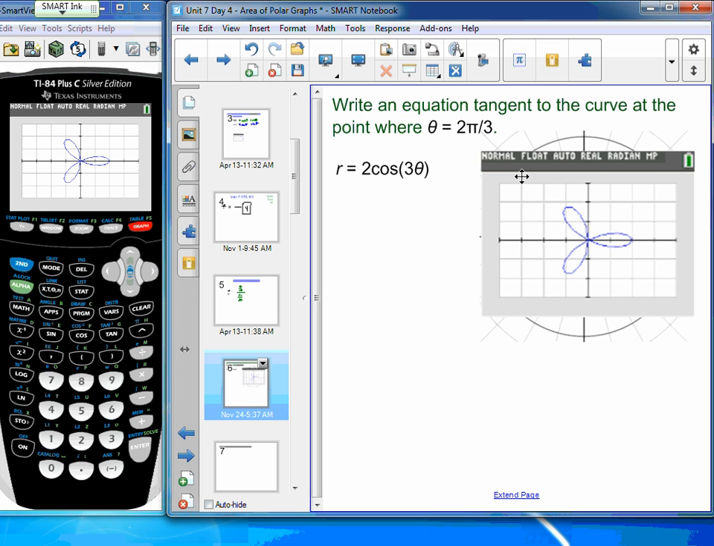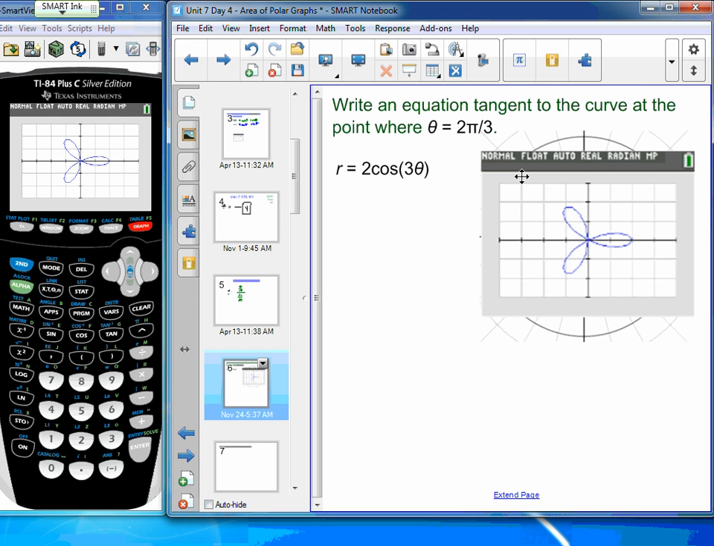Okay, so what do we want to do? We want to write an equation tangent to the curve at the point where theta equals 2 pi over 3. The good news is we still need the same 3 things for our equation of the tangent line, don't we? So let's see if we can generate the x coordinate of the point of tangency, the y coordinate of the point of tangency, and the slope of the tangent line. Do we think we can do it? I think we can. We can evaluate my r here and then know that x is given by r cosine theta, and that will generate my x coordinate in the xy coordinate plane.